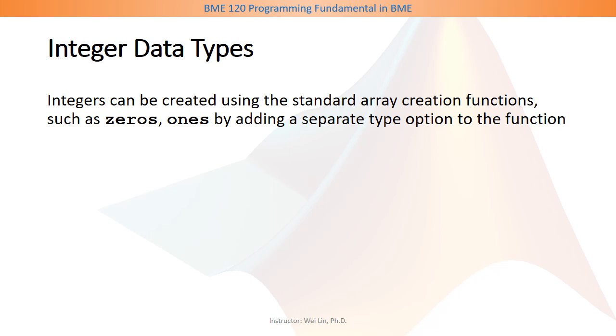Integers can be created using the standard array creation functions such as zeros and ones, and all you have to do is add a third input, the data type, to the function. For example, this function call will create 10 integers, and those integers are unsigned 8-bit integers, and the values of this vector will be 1.